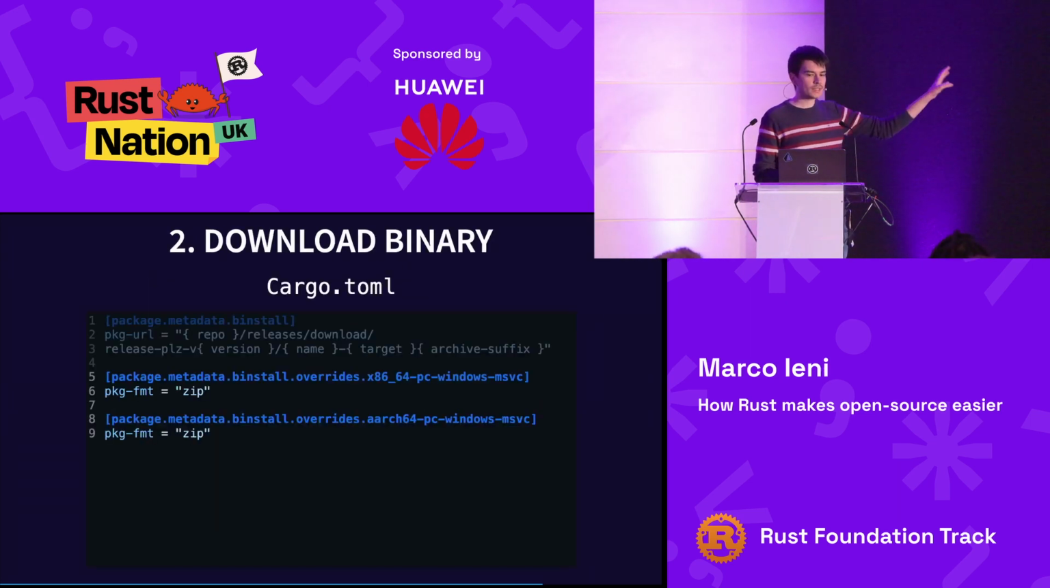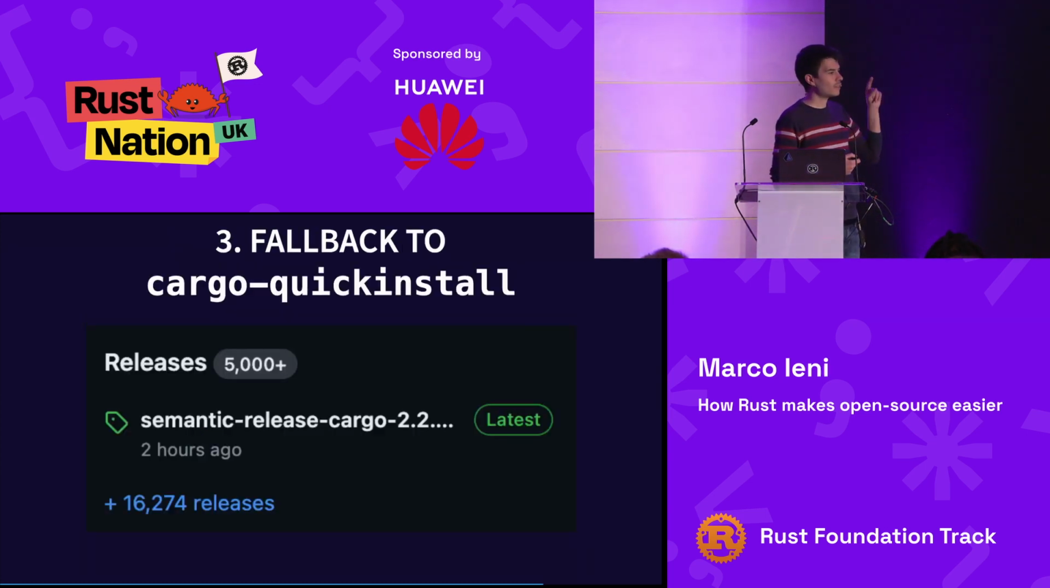Okay, so first it goes to crates.io and tries to download the binaries from GitHub releases. If it doesn't find the correct asset in the GitHub releases, it falls back to cargo quickinstall. So what is cargo quickinstall?